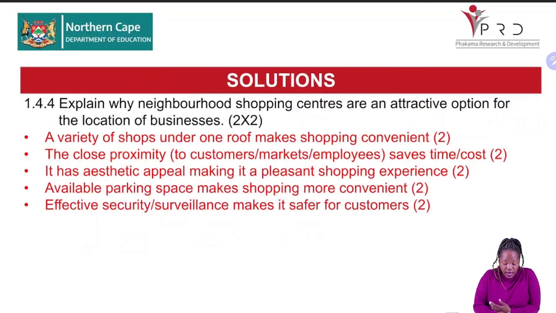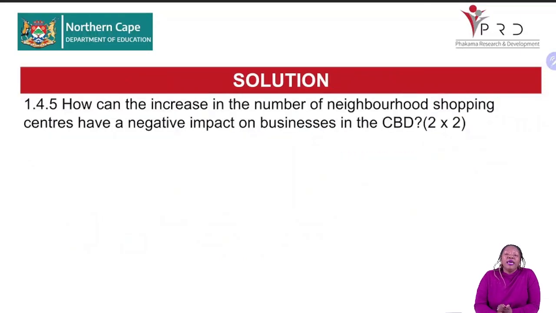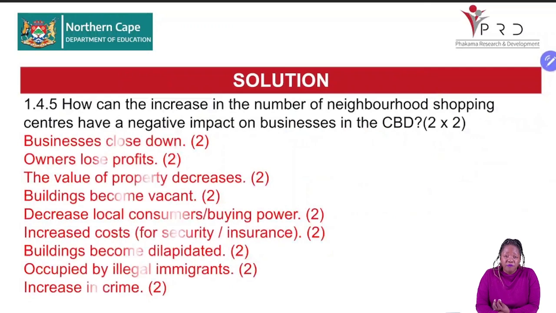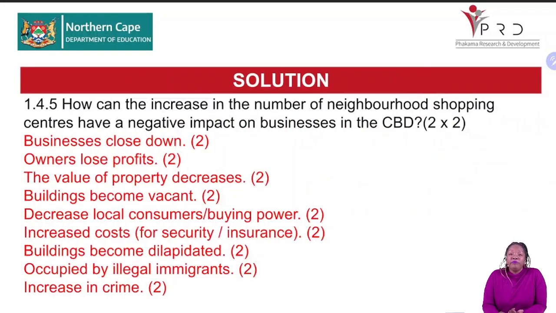safe for the customers. Then we're looking at our 1.4.5, whereby you are supposed to tell how an increase in the number of neighborhood shopping centers can have a negative impact on the CBD. Remember, the CBD is far and the neighborhood shopping center is near the residentials. So obviously, the ones that are far, there will be no one who will be traveling in that area. So businesses, they will close down, and also the owners at the CBD, they will be losing profit.